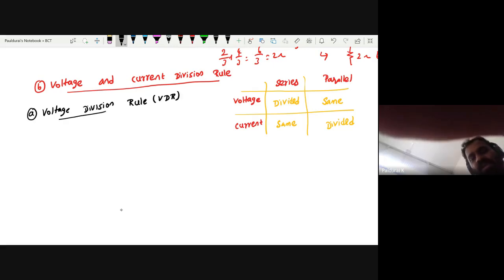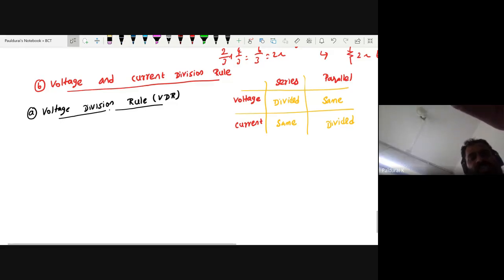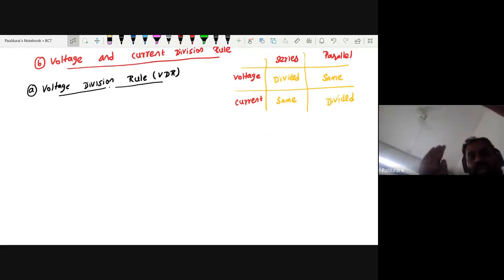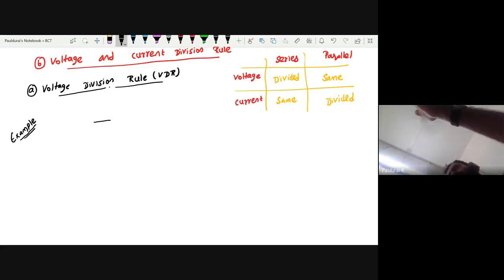Why do we need this rule? You can understand that. So got the idea what VDR is? Before entering into VDR, take one example. You are familiar with this, I hope you can solve it. I have said voltage divides in series connection, so I simply connect 2 resistors in series.